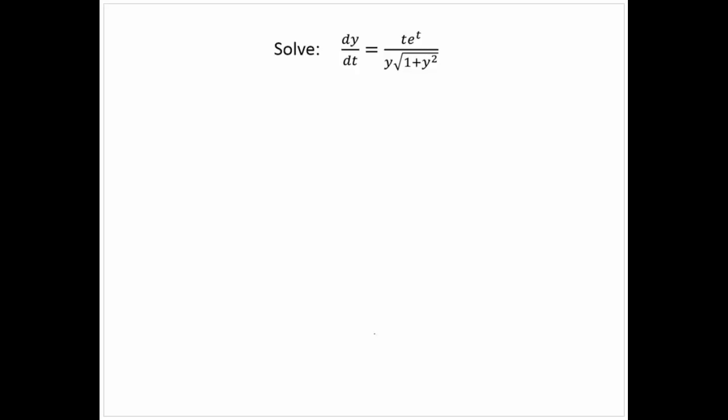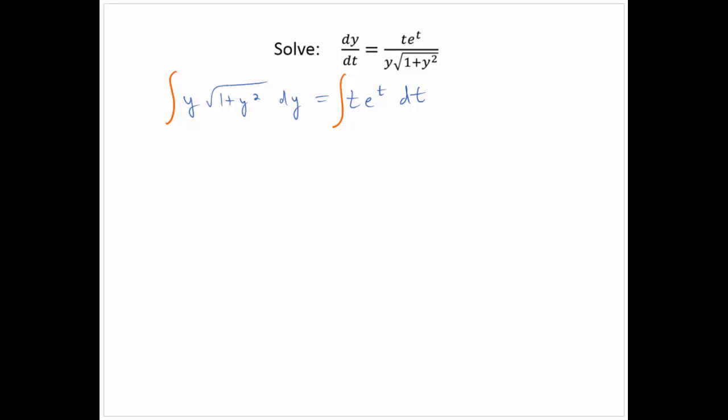I see that this is a separable equation, so let me rewrite it as y times the square root of 1 plus y squared dy is equal to t e to the t dt. I'll integrate both sides. Alright, so now I have to figure out how to integrate this. It's a good thing we've learned all those techniques.